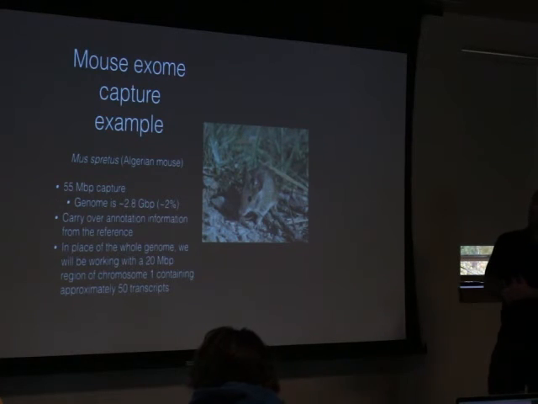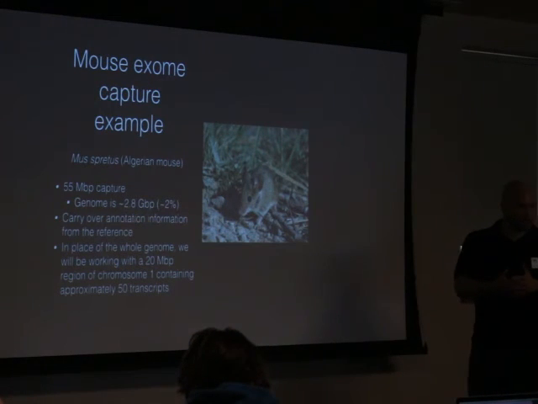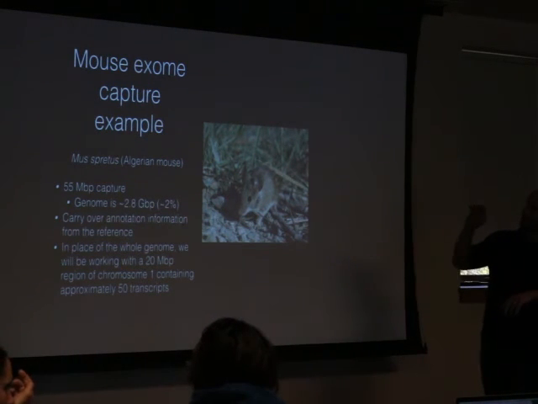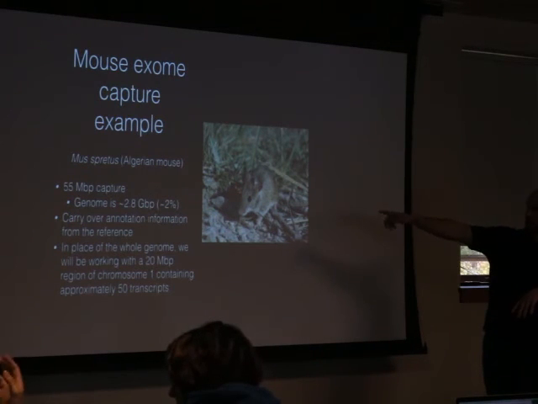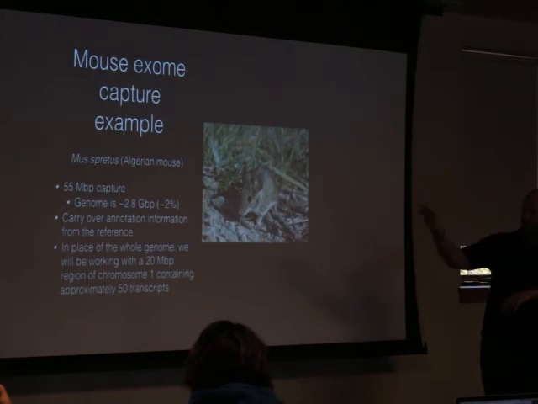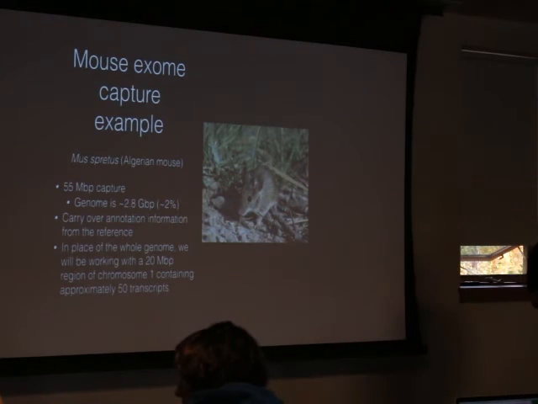So the data set we're going to be working with today is a real data set, and it was a mouse exome capture experiment. This is for Mus spretus, the Algerian mouse. The original capture is 55 megabases, so 55 million base pairs, and the mouse genome is about 2.8 gigabase pairs, so just shy of 3.